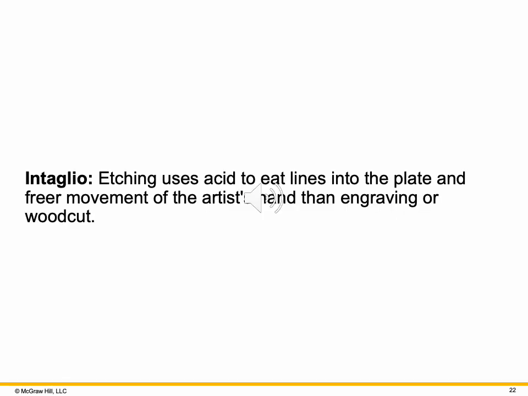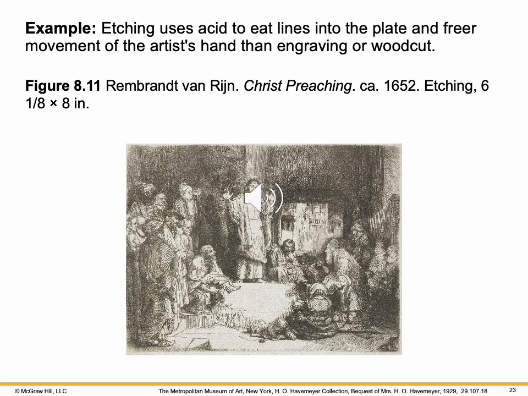Intaglio. Etching uses acid to eat lines into the plate and allows freer movement of the artist's hand than engraving or woodcut. Rembrandt van Rijn, who was a prolific printmaker, made hundreds of etchings. Unfortunately, many of his plates were not canceled or destroyed.